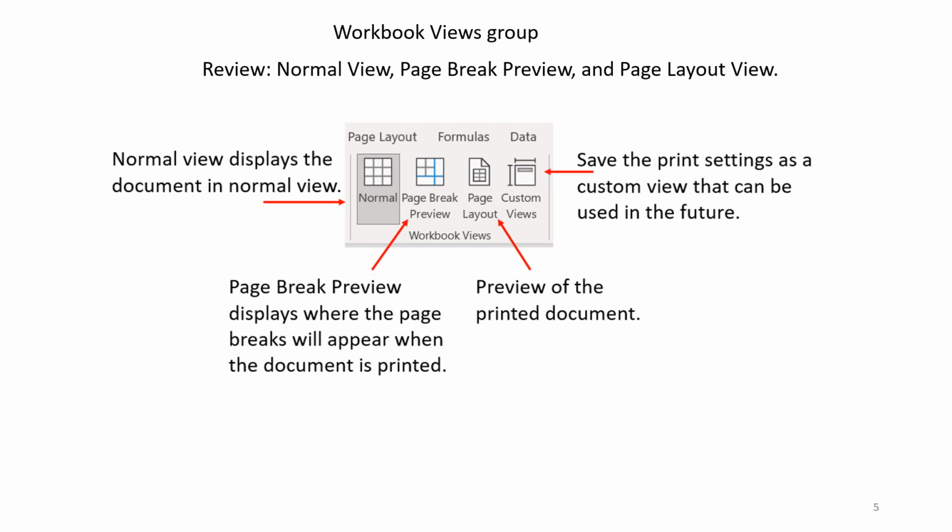Workbook Views group: Normal View, Page Break Preview, and Page Layout View. Normal View displays a document in a normal view. Page Break Preview displays where the page breaks will appear when the document is printed. Preview of the printed document. Save the print settings as a custom view that can be used in the future.